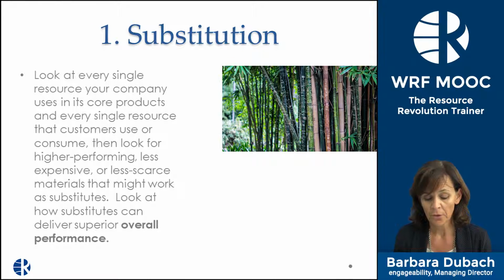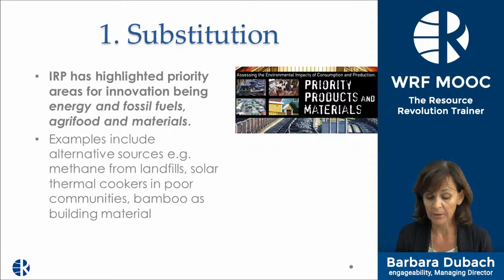Now the question is, which materials need better alternatives? From a materials and environmental impacts perspective, the International Resource Panel's Priority Products Report suggests the following materials need better alternatives. They include fossil fuel, agricultural materials, especially animal products, extracting and refining materials such as plastics, iron, and steel. Hence, priority areas for innovations are energy and fossil fuels, agri-food, and materials.